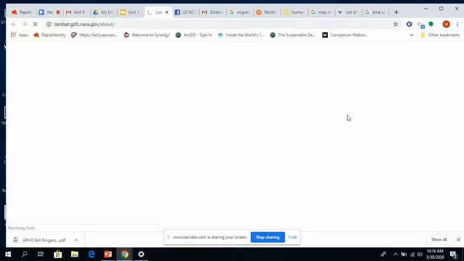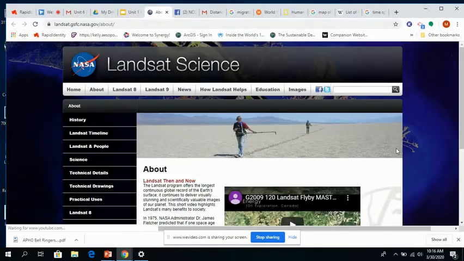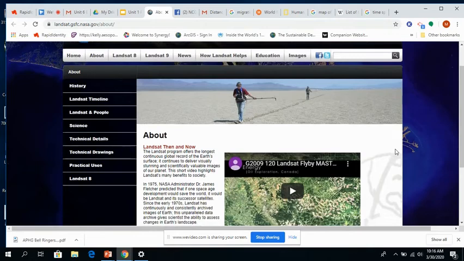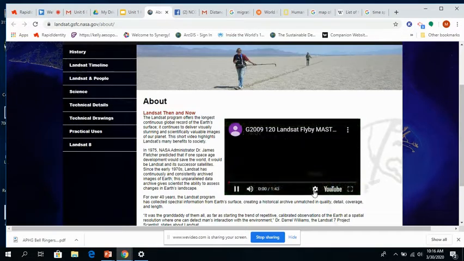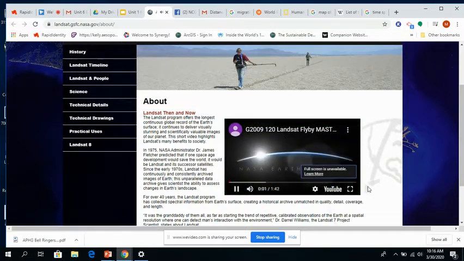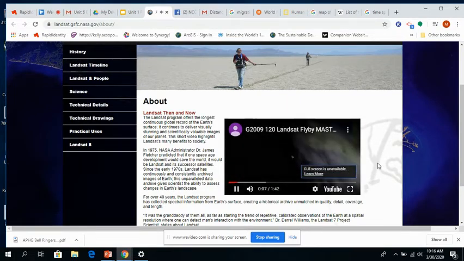This is from NASA. NASA has the Landsat satellite, which was originally launched in 1975 and has been used for remote sensing. You'll see all the different things it has been used for. We're just going to watch this quick video.